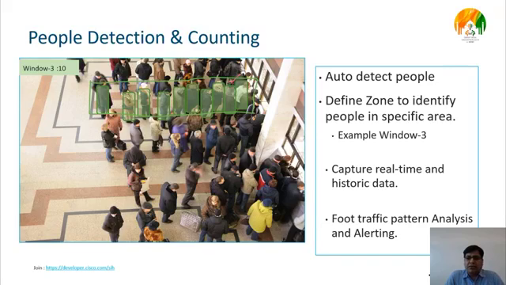And not only count the people seen by the camera, but you can even define a zone within that area so that, for example, on window 3, you can see how many people are present. And then this data can be captured in real time as well as historically. This historical data is of really great use because it allows you to do foot traffic analysis.